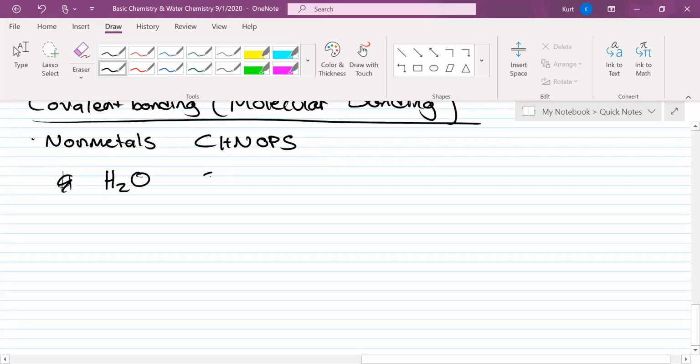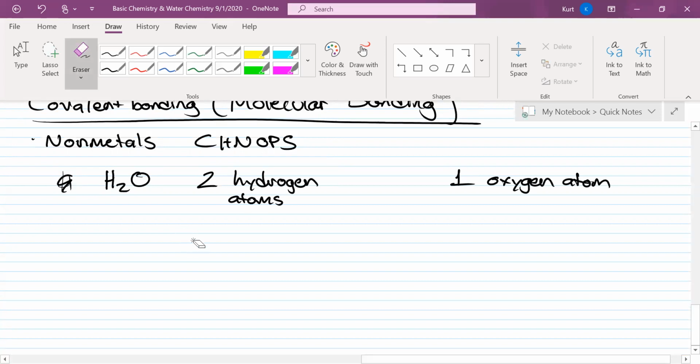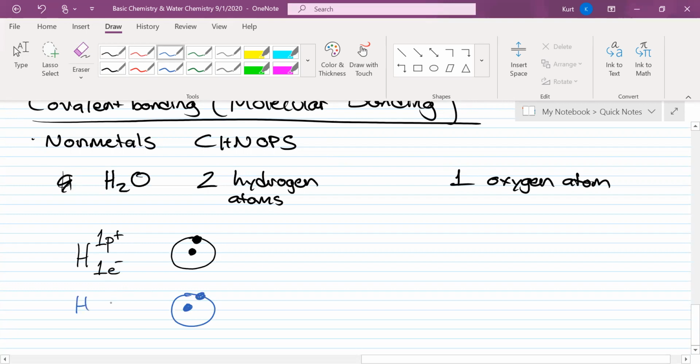In H2O, you have 2 hydrogen atoms and you have 1 oxygen atom. Now in a hydrogen atom, you have a nucleus and only 1 electron. Hydrogen's atomic number is 1. So it has 1 proton, which means it has 1 electron. So it looks like this. I'll go ahead and draw a second one. Remember that dot in the middle is the nucleus.